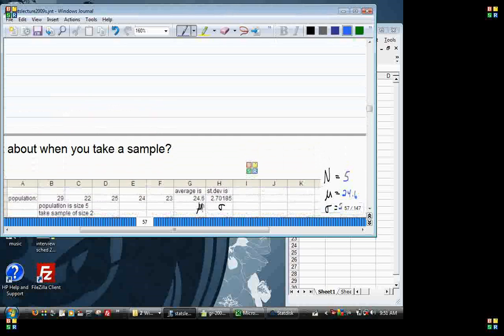Now, what would happen if we were to take a sample of size 2? And again, remember why we take a sample. We say I've got a population, but I can't ask everybody, so I have to take a sample. So let's take a sample of size 2. What is one possible sample? 22 and 29 is one possible sample. What is another possible sample? 29 and 25. What is another possible sample? 29 and 24, etc.